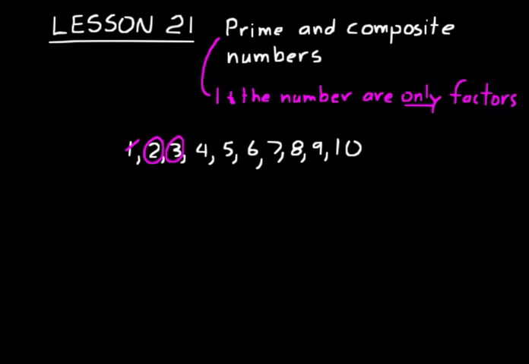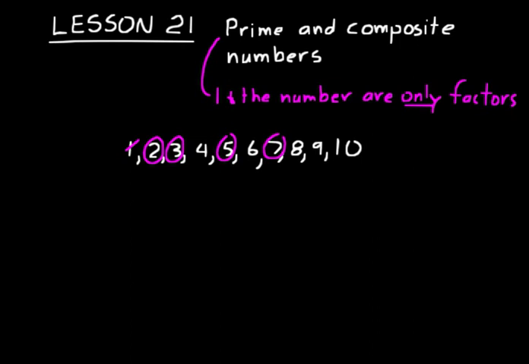3 would. 4 is not, because you could do 1 times 4, and then you can also do 2 times 2. So there's at least 3 numbers there that are factors. And so 4 is a composite number. 5, that would be a prime number. 6 is not. 7 is. 8, 9, and 10 are composite numbers. They're not prime numbers.